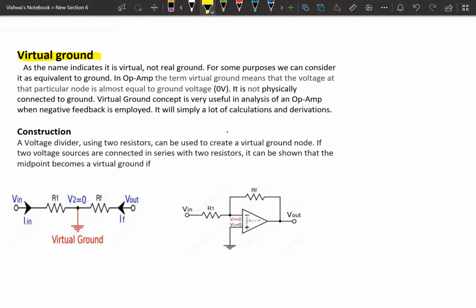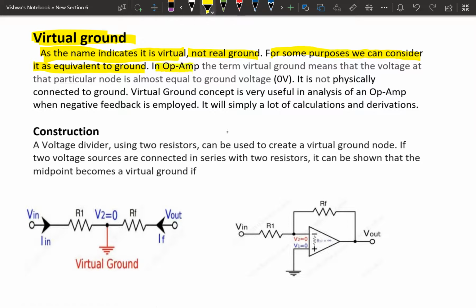Virtual ground, the name indicates it is virtual, not a real ground. For some purposes we can consider it equivalent to ground. In an op-amp, the term virtual ground means that the voltage at a particular node is almost equal to ground voltage. It is not physically connected to ground. The virtual ground concept is very useful in the analysis of operational amplifiers when negative feedback is employed. It simplifies a lot of calculations and derivations.